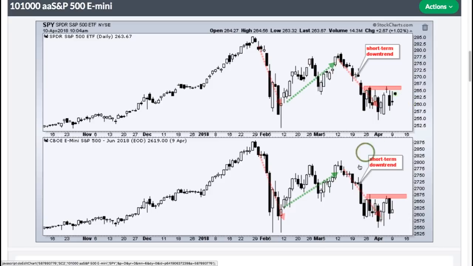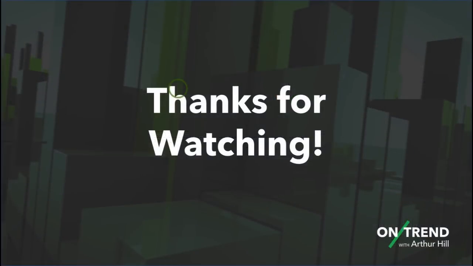And if you look at the E-mini, we got a similar situation with that decline in this choppy range. We don't have today's data because it's an end-of-day chart, so it'll be updated after the close. But we need the E-mini above 26.75 there and the SPY above 267.5 to see if we're going to get this short-term downtrend reversed.